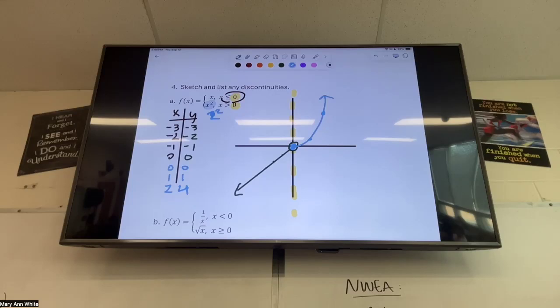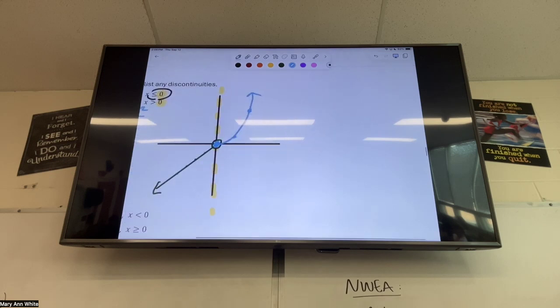Is this a continuous graph, or are there any discontinuities? I think it's continuous, right? We could have drawn it all at one point. We could have drawn a line and then kind of a parabola from there. So I would call this continuous.